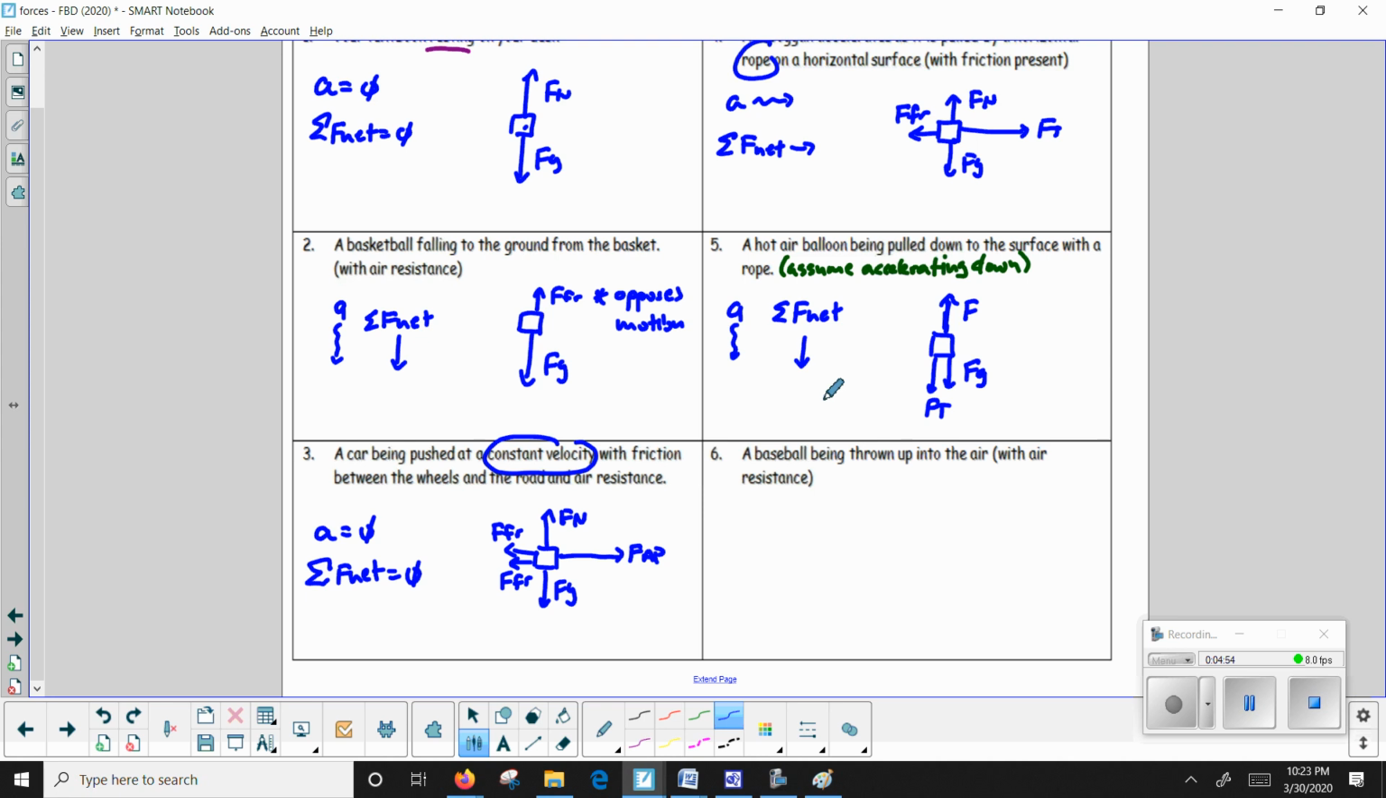We've got a baseball being thrown up in the air with air resistance. So what's happening? You're pushing the ball up into the air, so we know we have to have an upwards acceleration. So the sum of the forces has to be upwards. What are the forces involved? Well, first of all, we always have gravity, we know. I'm also going to be pushing this upwards. How about air resistance? Well, I'm throwing this upwards, so the air resistance must counteract my motion. It's going to be downwards.